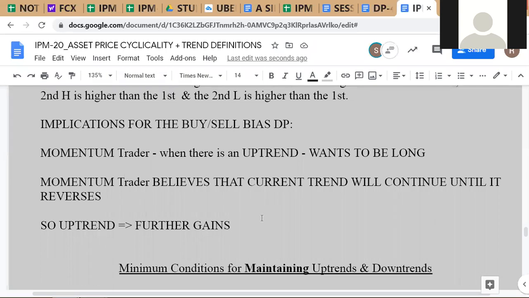So we're trying to teach you to talk as if you're talking to a computer. All right. So in the case of an uptrend, we expect further gains, because if we are a momentum trader, we see an uptrend, we expect further gains. And so all traders want to make a profit. This is the assumption of rationality, not market rationality, but trader rationality. Everybody wants to make a profit.